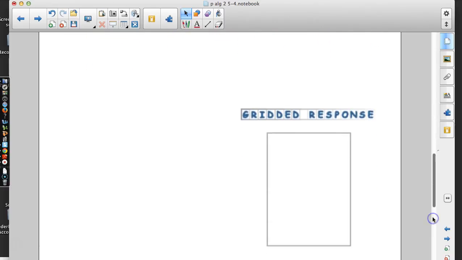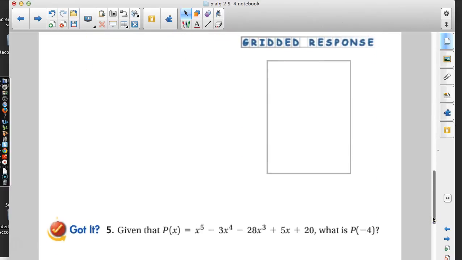Oh, the gridded response thing, they're not doing this anymore. They used to do this on the MCAs. And yeah, supposedly it's going to be all multiple choice. But just in case, everybody listen up because this is important to your MCA score.